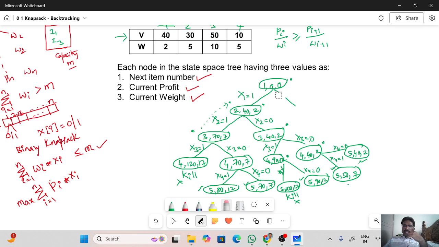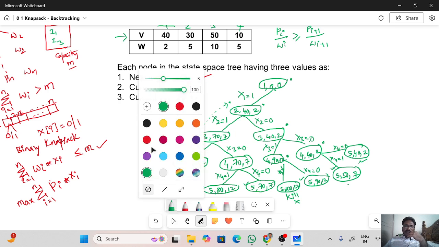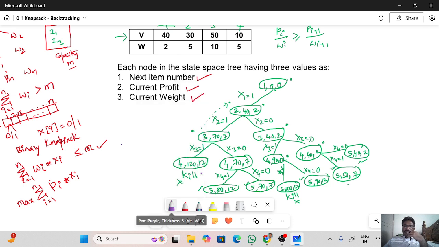Now for this root, as of now I have verified only one possibility, that is nothing but x1 equal to 1. And now I am going to check with x1 equal to 0. If x1 equal to 0, what is the possibility I am going to get? Next item is 2 and first item not considered, nothing but no profit and no weight.